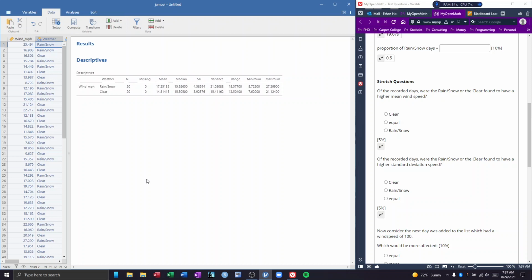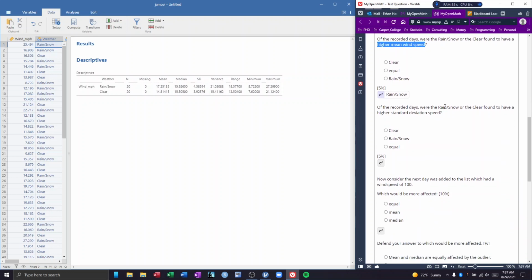Okay, so on the recorded days, we're looking for the higher mean wind speed. If we look at the mean wind speed, rain and snow was 17, clear was 14. So rain and snow had the higher mean wind speed. Okay, great. Of the recorded days, were rain and snow or the clear found to have a higher standard deviation, which one was more spread out? Rain and snow has the higher standard deviation than the clear.